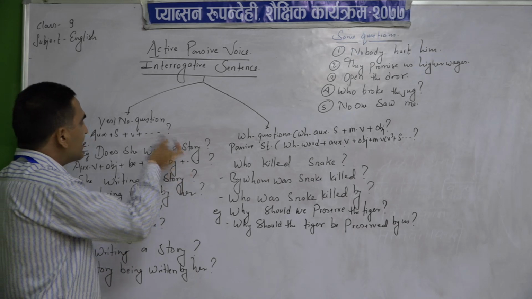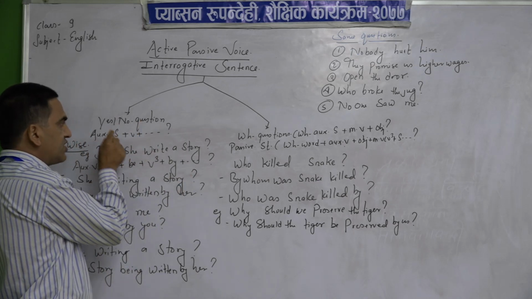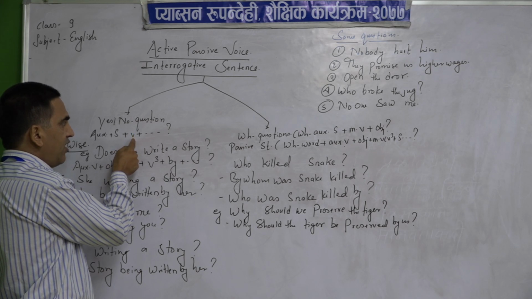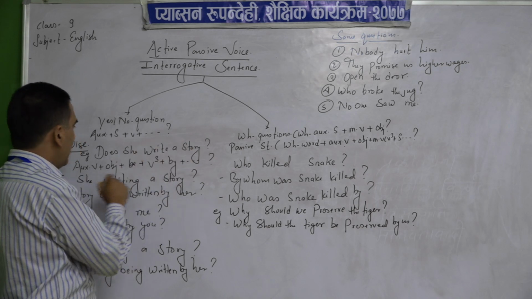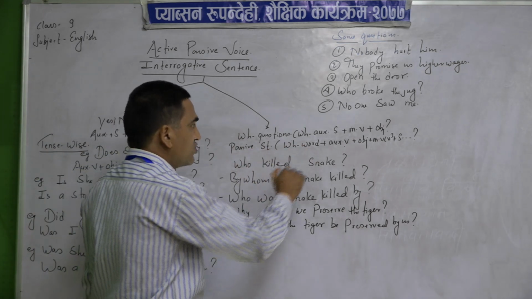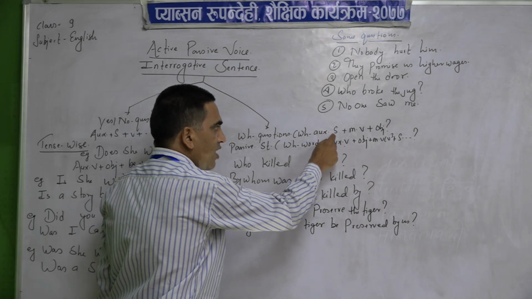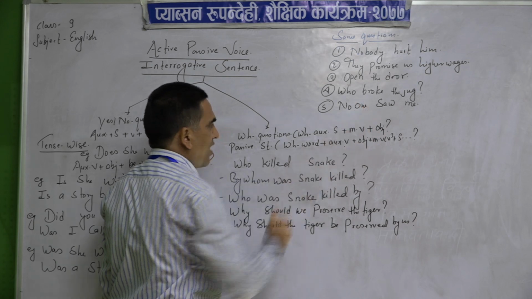My dear students, what is the structure in active? Auxiliary verb, subject and verb plus remaining parts, question mark. And with a WH word, what is the active structure? WH word, auxiliary verb, subject plus main verb plus object, question mark.